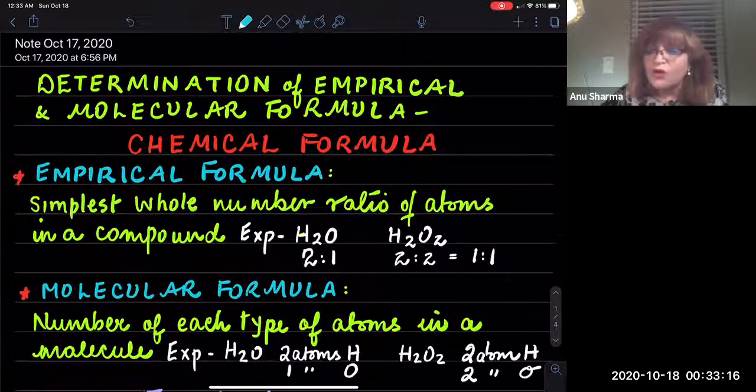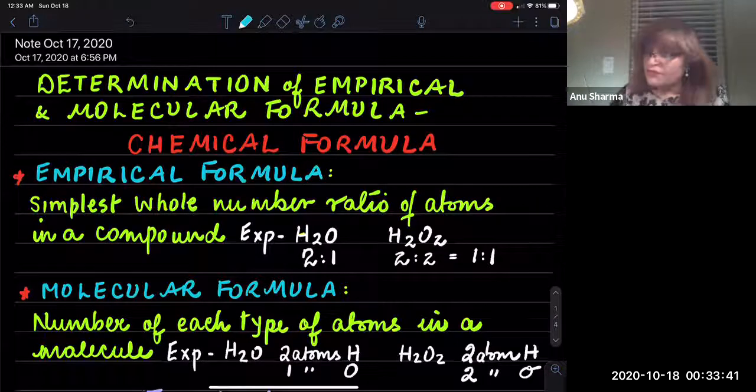For example, water and H2O2. As you can see, water is a 2:1 ratio of hydrogen and oxygen. H2O2, the whole number ratio is 1:1, although H2O2 is 2:2, but you simplify it, that's how you get 1:1. So the empirical formula is HO for H2O2. That is hydrogen peroxide.